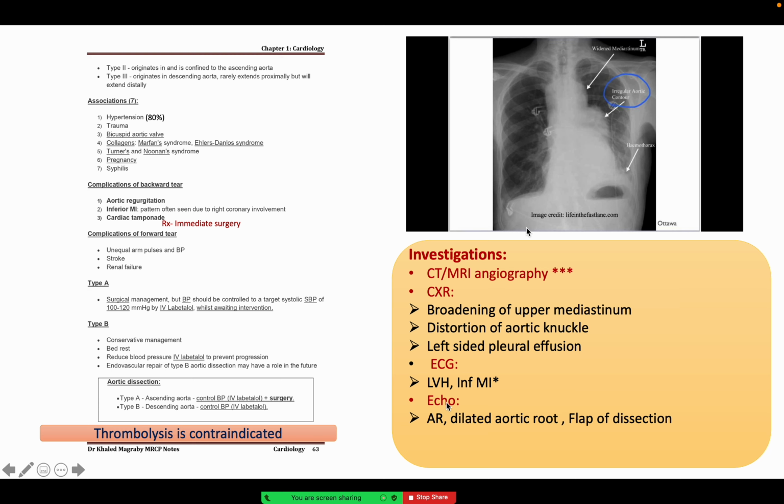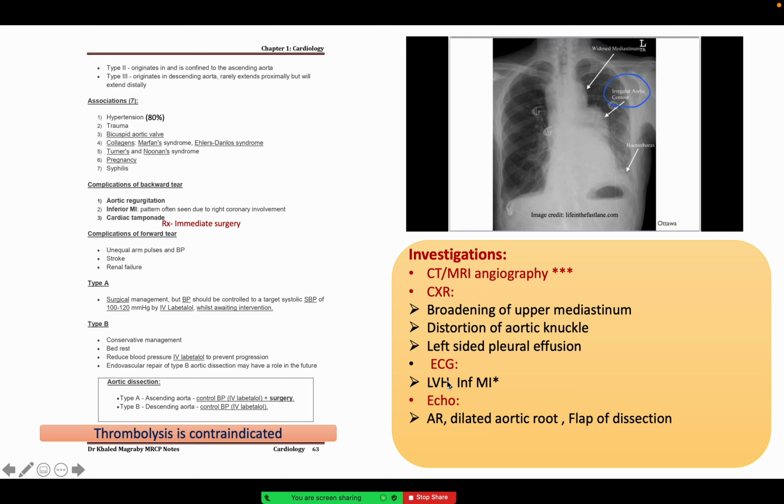So if you do an ECG of this patient, you can have left ventricular hypertrophy due to chronic hypertension or any other disease, and importantly the patient may have features of inferior MI. If there is any backward tear that may involve the right coronary artery, this patient may have inferior MI features. So in case of inferior MI, always look for any other features of aortic dissection, because this inferior MI may be a complication of aortic dissection.